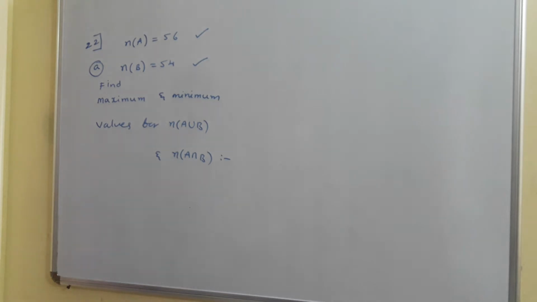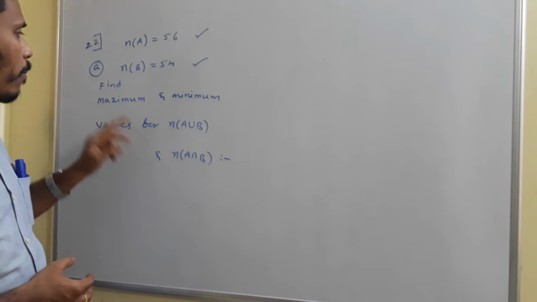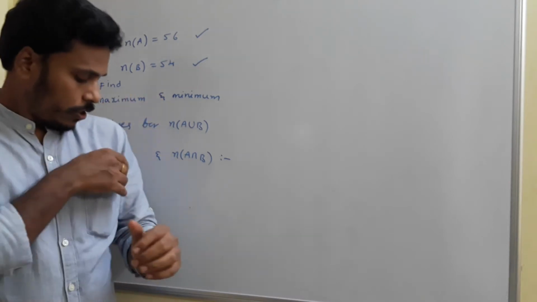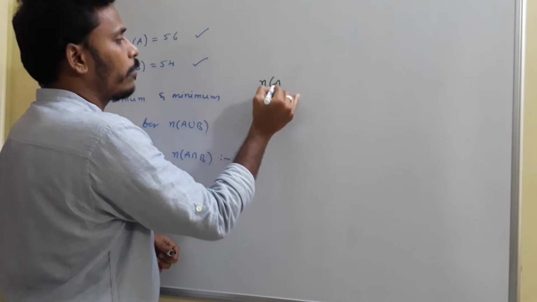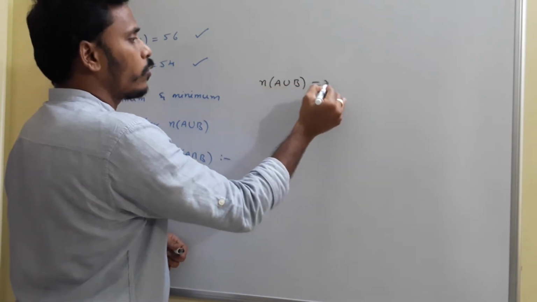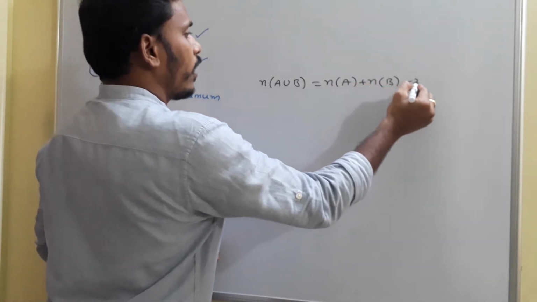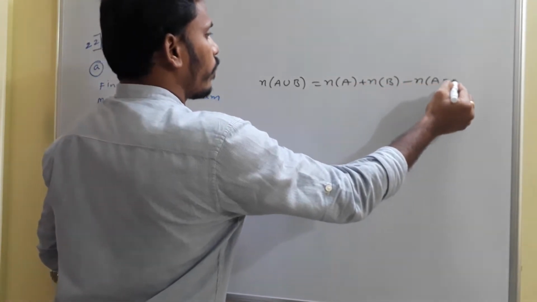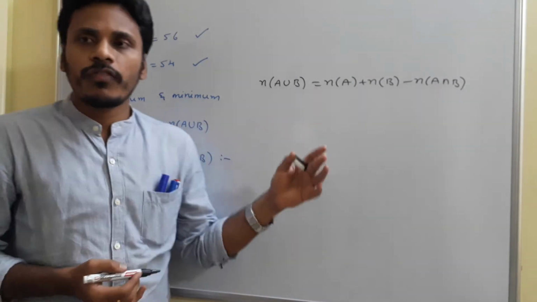and they are asking us to find n of A union B and n of A intersection B, their maximum and minimum values. So usually we have a rule. What is it? n of A union B is equal to n of A plus n of B minus n of A intersection B. This rule helps us to find any one of the missing items.